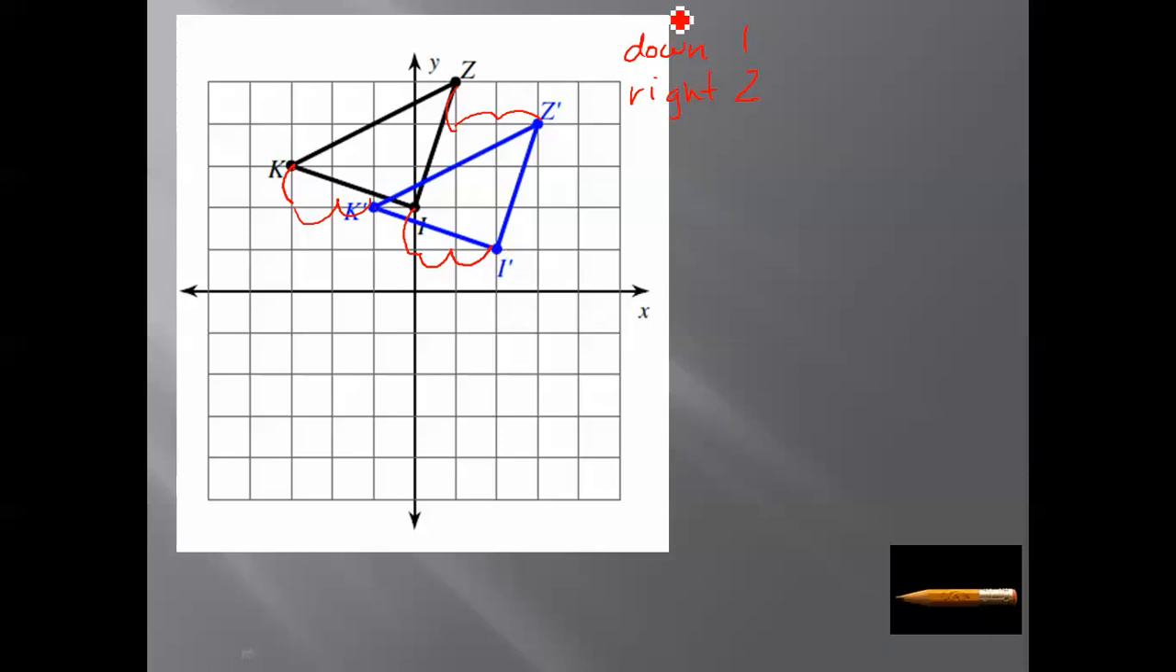So now we need to come up with a rule. Down is our Y's and it's a minus. Going down is negative and it's down 1. To the right is our X's and the right is positive, so we moved to the positive 2. So our rule becomes X plus 2, Y minus 1.